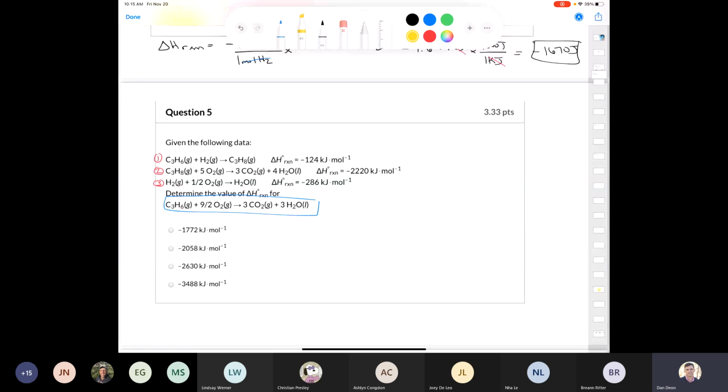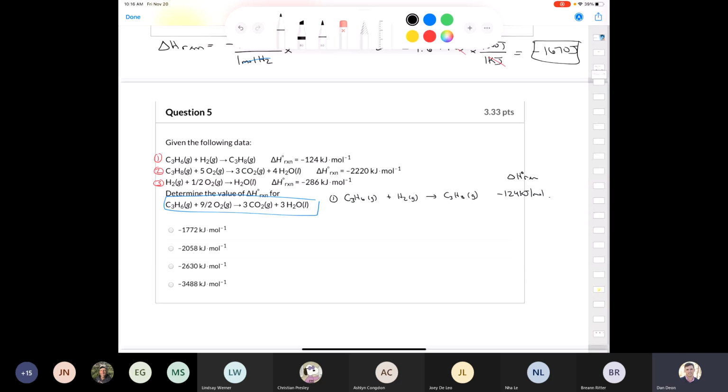If you look at equation number 1, it's the only one that has this molecule in it, C3H6. That's propene or propylene. I need 1 mole of that molecule, and again, it's only found in the first reaction. And so I'm not going to manipulate that reaction in any way. I'm going to write it out the same way it's written there. So we'll put equation 1 is C3H6 plus H2 gas produces C3H8. And we'll write down our delta H naught for our reaction, which is negative 124 kilojoules per mole.